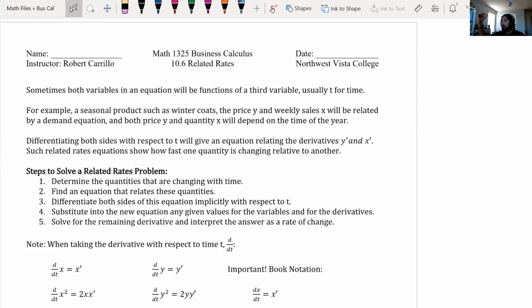So with related rates, we're going to have the derivative of x and y with respect to time, and we will find the rate of those values depending on the problem.